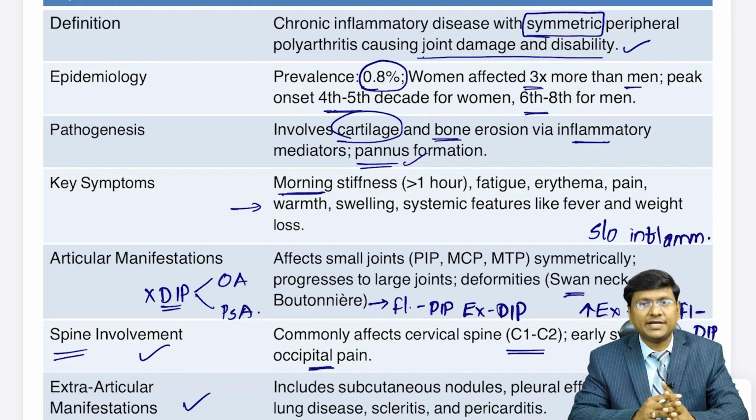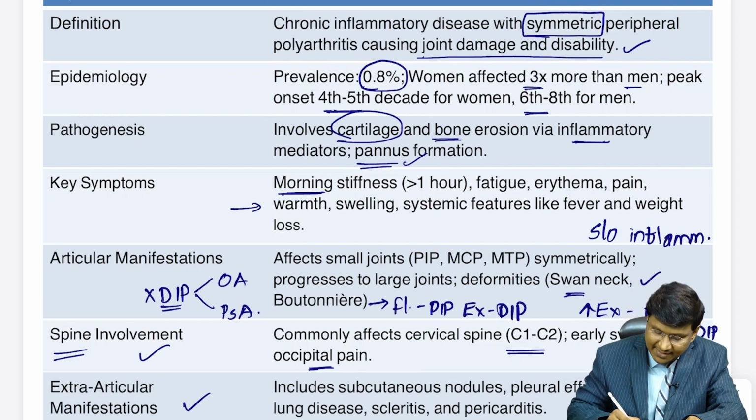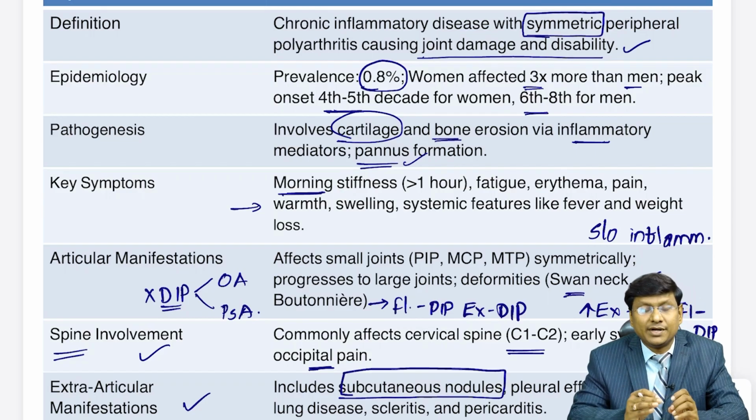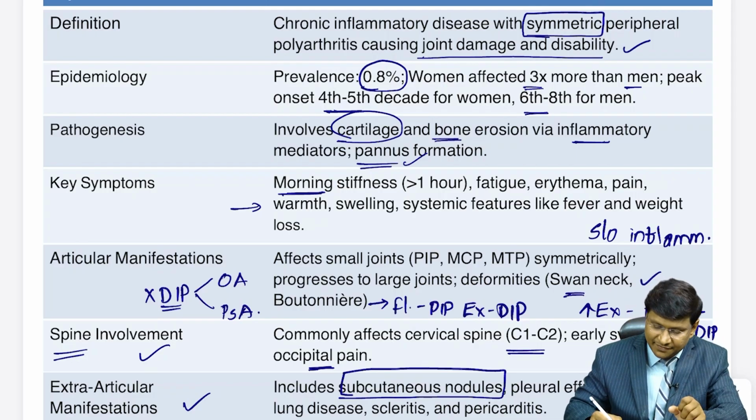Yes, there will also be extra-articular involvement in patients with rheumatoid arthritis. What is the most common extra-articular involvement? That will be in the form of subcutaneous nodules. These subcutaneous nodules are present over the extensor aspect of the forearm, and they are non-tender. That is the most common extra-articular manifestation.